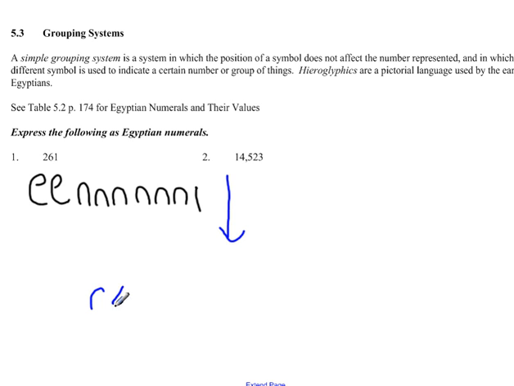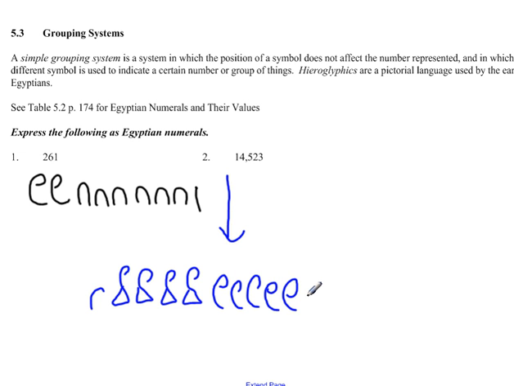So for the 4,000, we're going to use 4 lotus flowers. Obviously my drawings aren't perfect, but that's okay. You get the idea. We need 5 coiled ropes for 500. You need 2 heel bones for 20 and 3 strokes for 3. So expressing as an Egyptian number is not difficult.